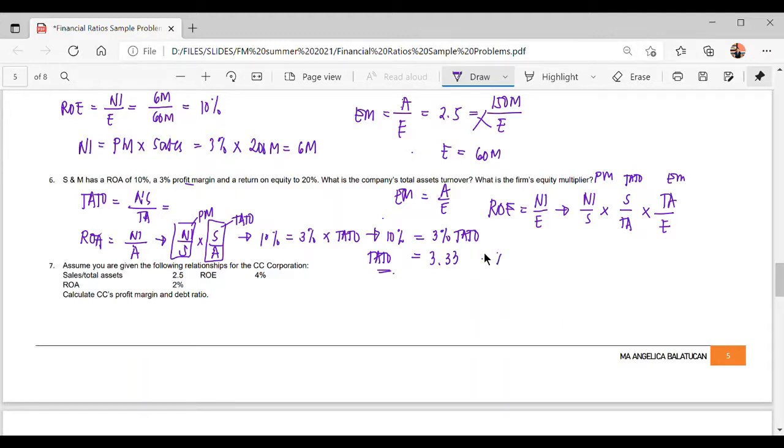So therefore, to get your equity multiplier, you start with the ROE, which is given as 20%, equals your profit margin of 3% times 3.33 times your equity multiplier. So you can now extract this one. You have 3% times 3.33, which is 0.0999. Actually, if you round this off, this is already 10%. Then 20%.